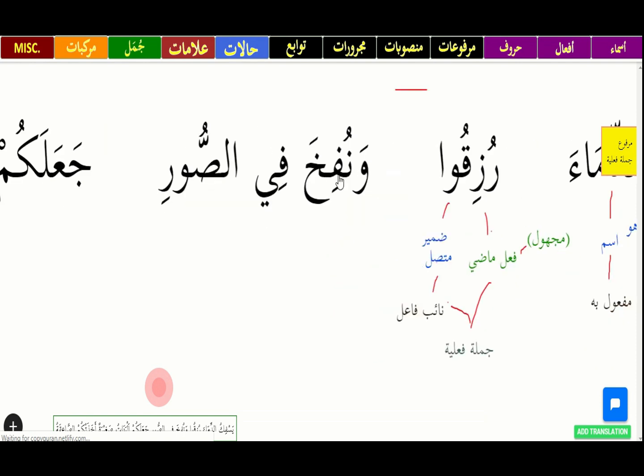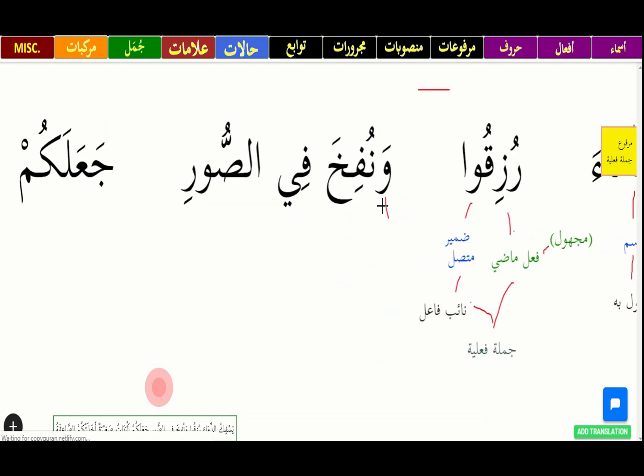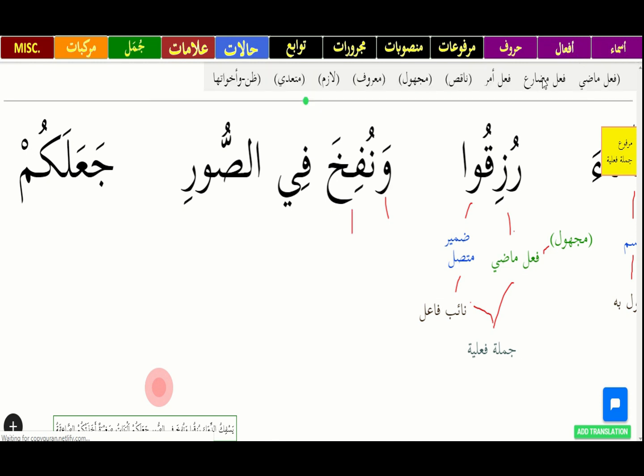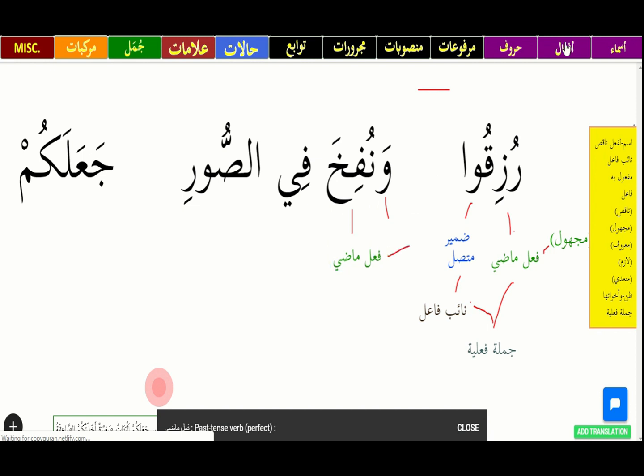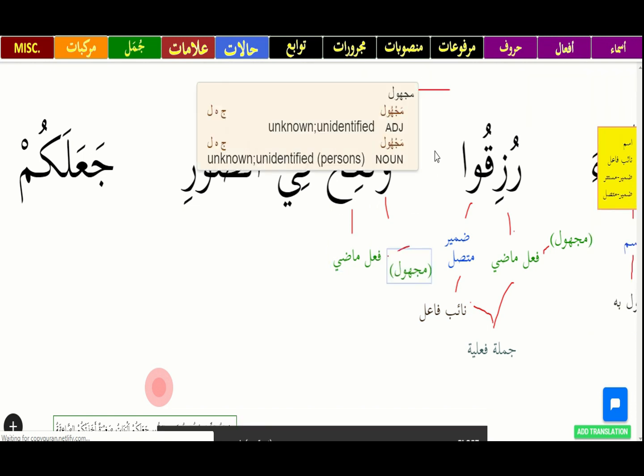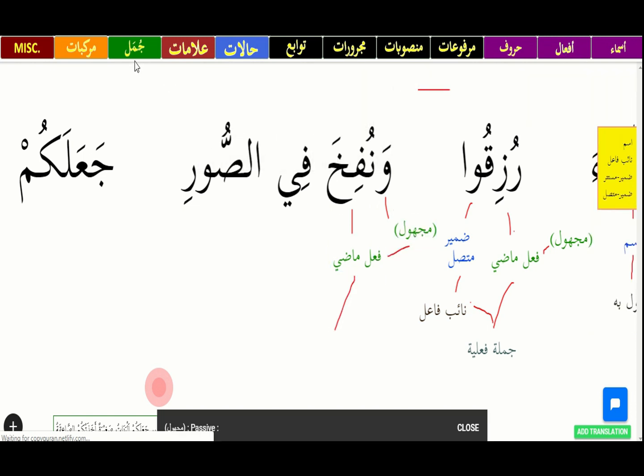The next one, wanufikha fi suri. So let's keep wa for now. Let's look at nufikha. So nufikha is going to be a fi'al, and it's fi'al madi. It is also majhul, and this is going to be a verbal sentence, jumla fi'aliya.